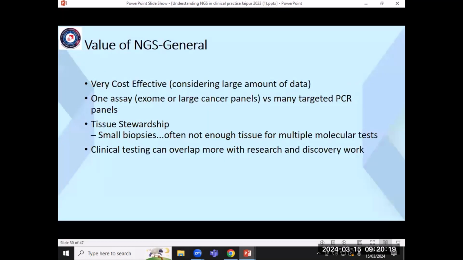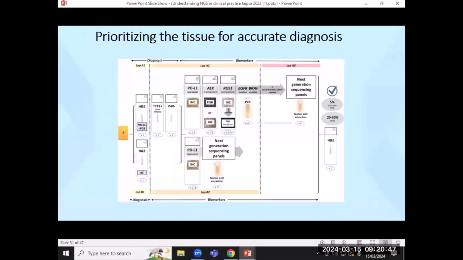And then the value of NGS in general: it's very cost effective considering the amount of data. We all have been seeing how we have moved from sequential testing to directly NGS, and how it saves time. Earlier it used to be IHC and then EGFR and then ALK and then ROS, so you're cutting your section so many times. Now it's just one section, you're extracting nucleic acid, and you have all this information at your disposal. So it's one assay.